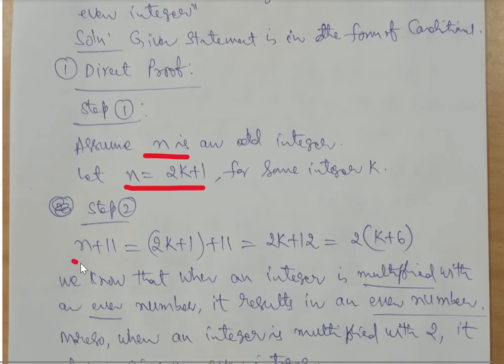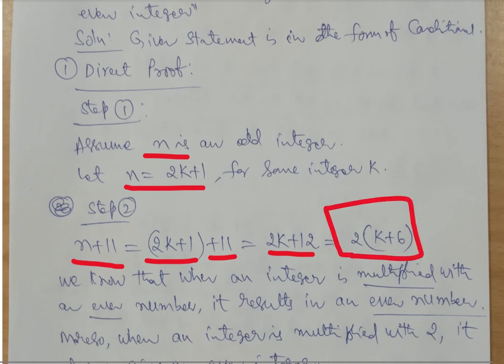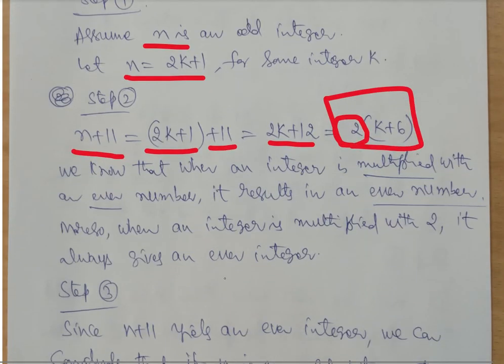So n plus 11 is going to be, n is nothing but 2k plus 1, plus 11, that is equal to 2k plus 12. If you take the common factor 2, you will get 2 into k plus 6. Here k plus 6 can be any number. When I multiply it with 2, it will always give an even integer because 2 is an even number. It doesn't matter what the other factor is, you will always get an even number. So the inference is 2k plus 12, or 2 into k plus 6, which is nothing but n plus 11 in our case, is always going to give us an even integer when n is an odd integer.